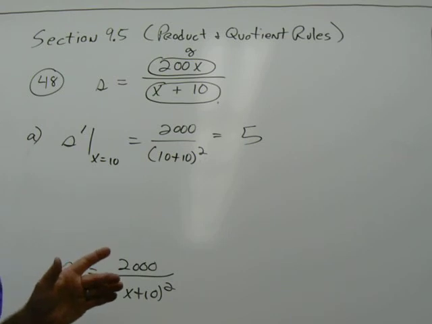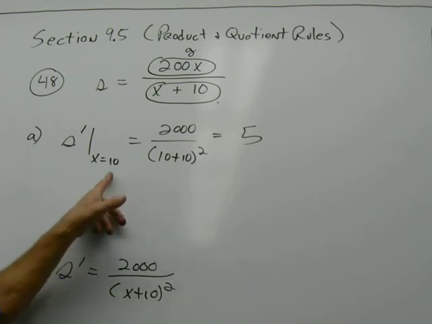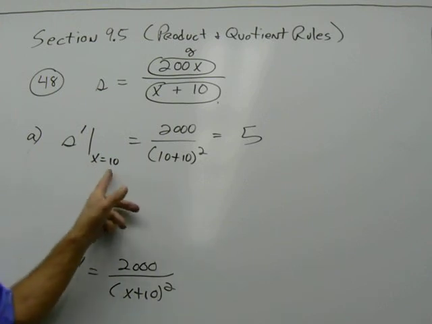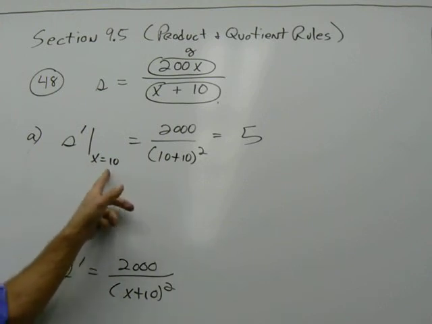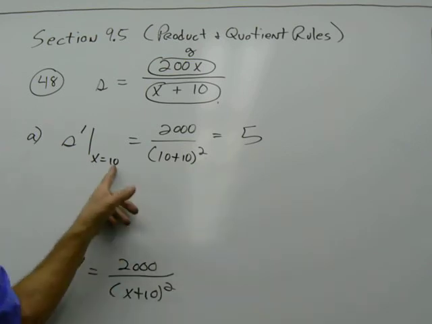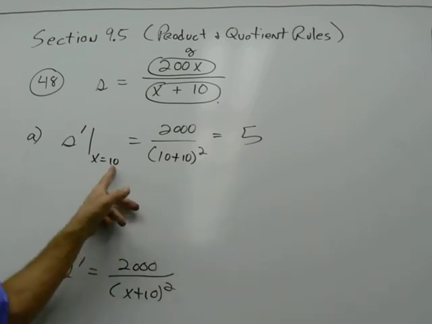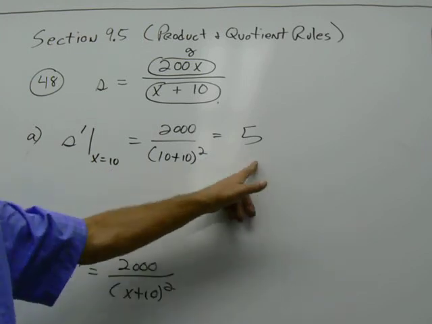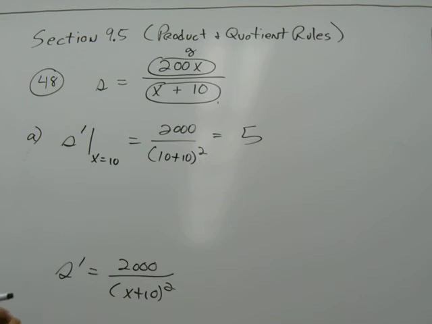How do you interpret that? When my advertising is at $10,000, a one-unit change in X, or a $1,000 increase in advertising, would give me a $5,000 increase in sales. So if I'm spending $10,000 and I spend $1,000 more, that's going to give me $5,000 more in sales. Good investment, good idea, smart business practice.